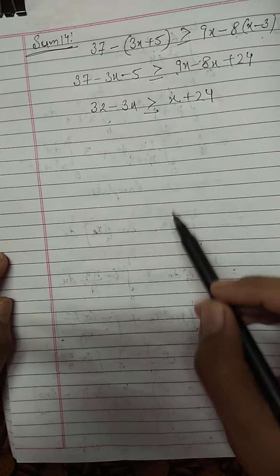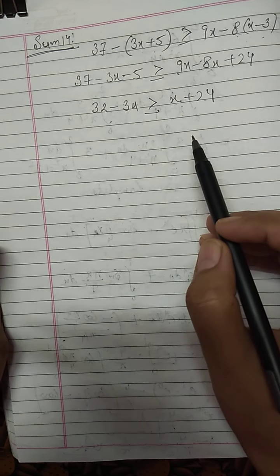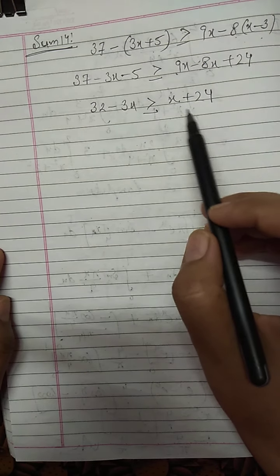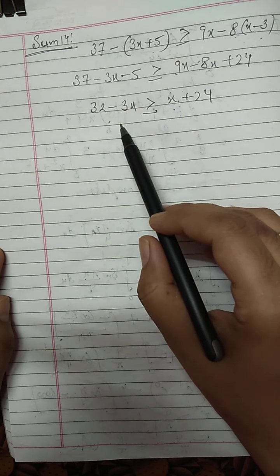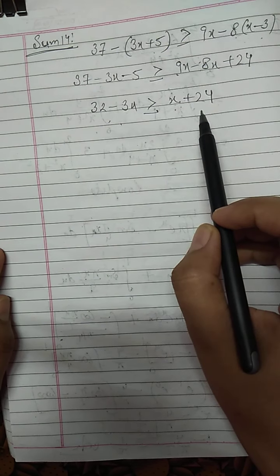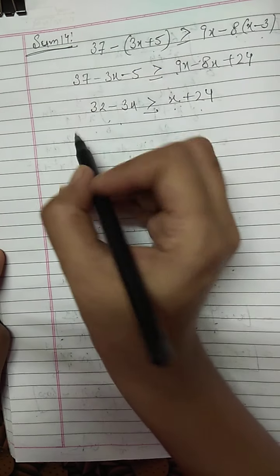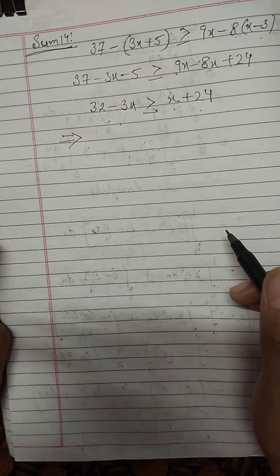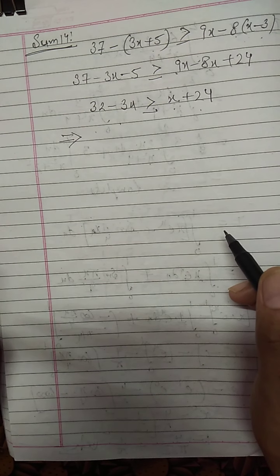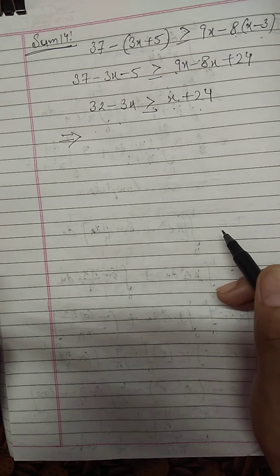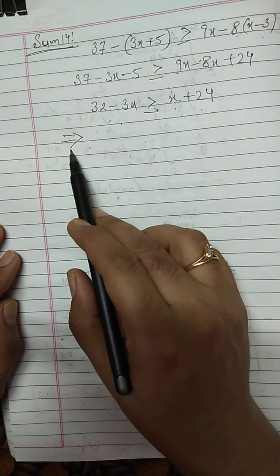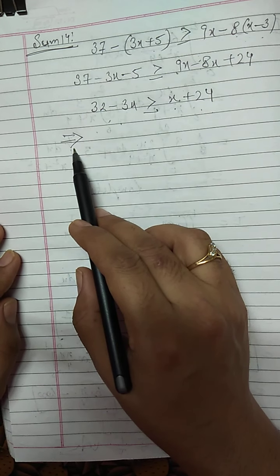Okay, now it's time to transpose the terms. Both sides of the inequality we have simplified, so we can do here: x we will transpose to the left hand side and 32 we will transpose to the right hand side. So what we will get, I am using the sign of "it implies" because we are going to apply one formula, meaning one step we are going to do, and what is that? Transposing. So that I am not writing, that is why I am using the symbol of "it implies".